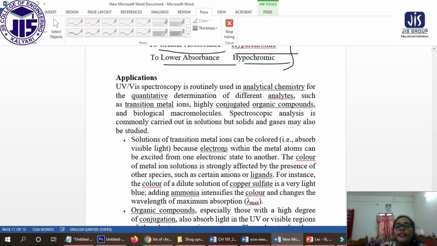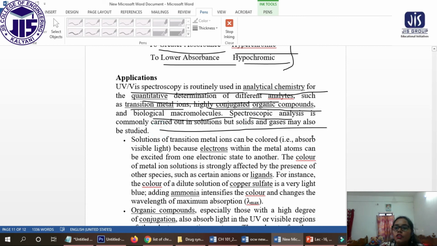Now, what is the application of UV visible spectroscopy? As I told you, generally we use UV visible spectroscopy for organic molecules and for the determination of functional groups. It is routinely used in analytical chemistry for the quantitative determination of different analytes such as transition metal ions, highly conjugated organic compounds, and biological macromolecules. The spectroscopic analysis is commonly carried out in solution, but solids and gases may also be studied.